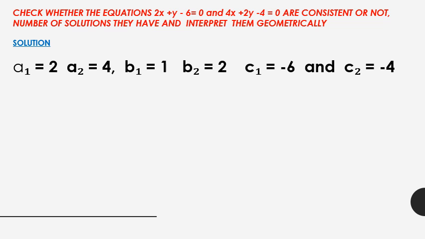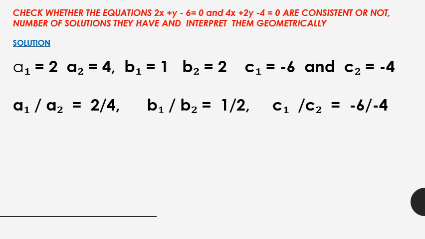Take care while writing the coefficients. The coefficients should be written along with their symbol plus or minus. Now we compare the coefficients. a1 by a2 which is equal to 2 by 4, b1 by b2 which is equal to 1 by 2, and c1 by c2 which is equal to minus 6 by minus 4.